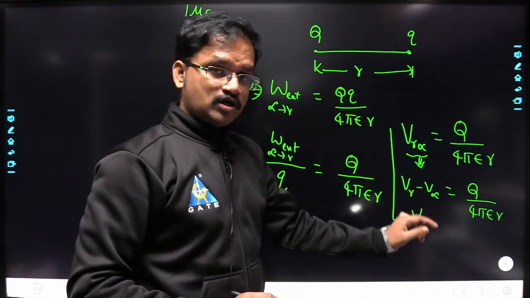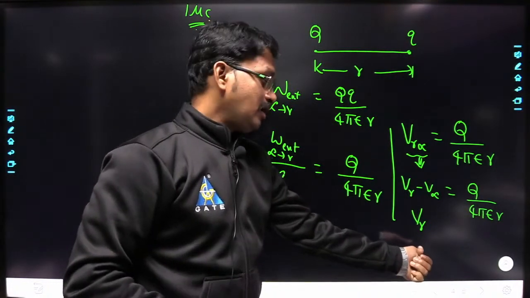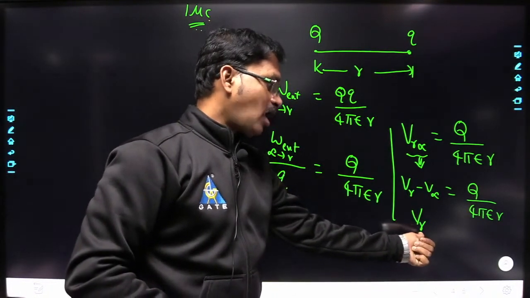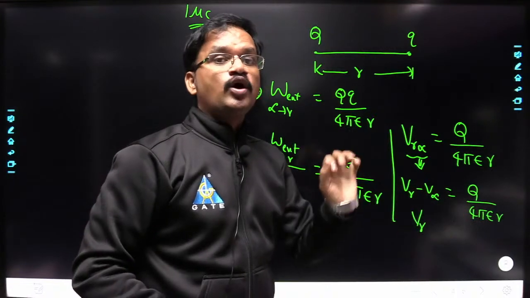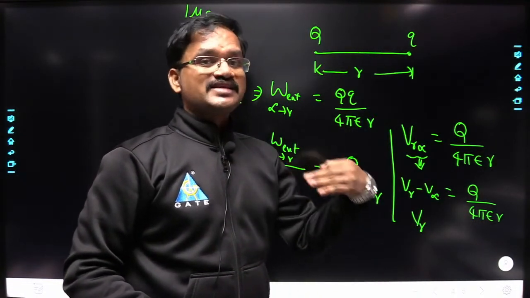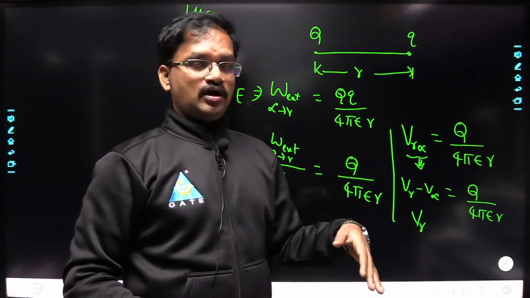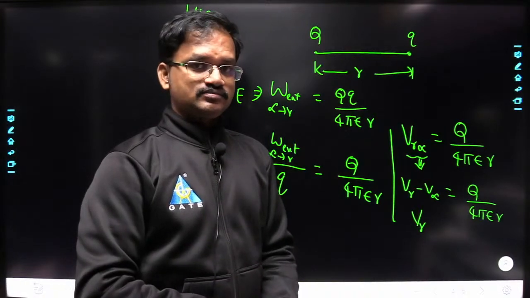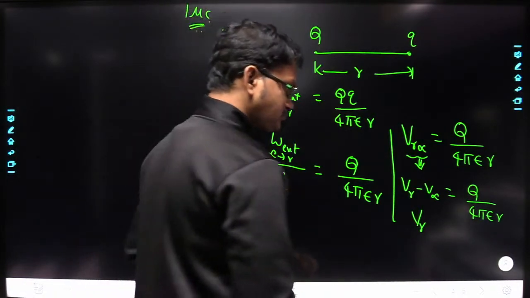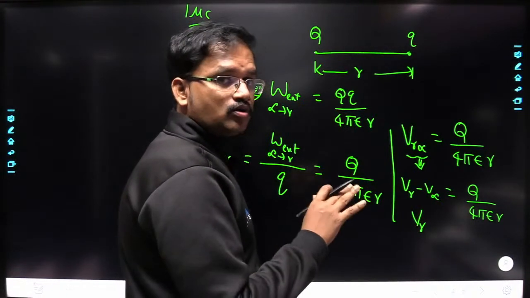Even if I represent it simply with V_R, you have to understand that this is the gain in potential at R with respect to infinity. Whenever you are saying gain or loss, you must say some reference point. Otherwise it is meaningless. So gain means with respect to what? Loss means with respect to what? That is what you have to mention.